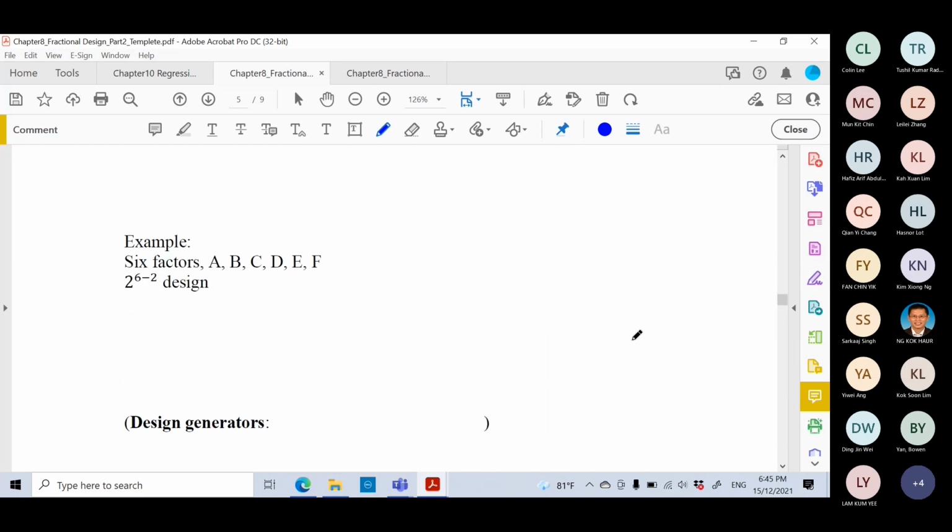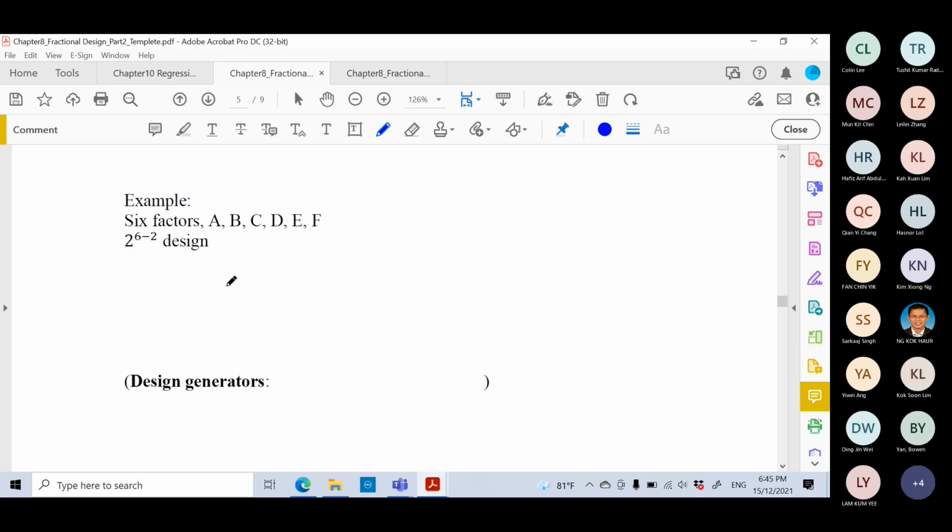So I show you the example here. Let's say I have 6 factors. We have a 2 power of 6 minus 2 design, which means this one is a 1/4 fraction. So for example, I choose I is equal to ABCE first, because it's a minus 2 design.